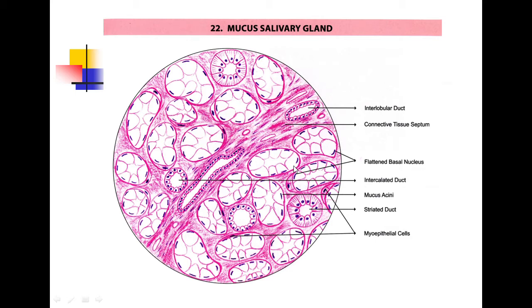The serous acini are darkly stained. This is another difference. The serous acini are darkly stained while the mucous acini are lightly stained.